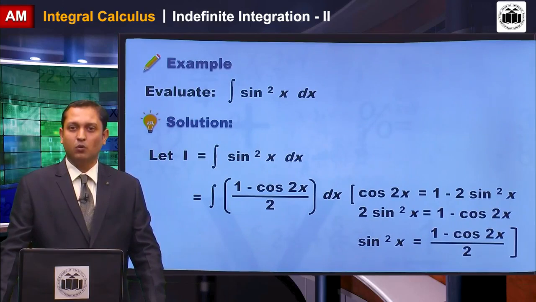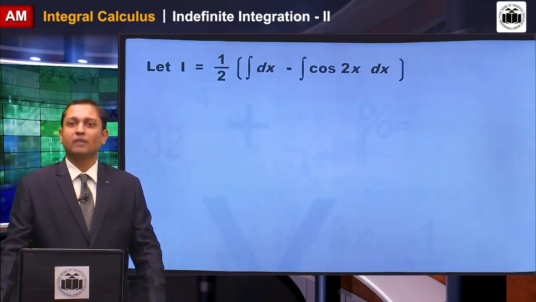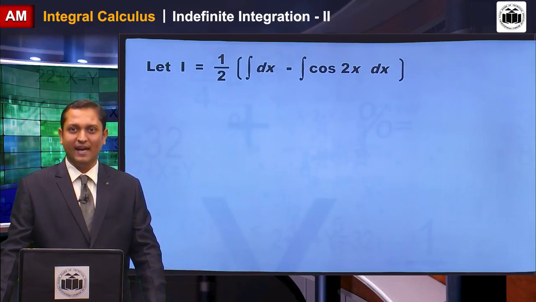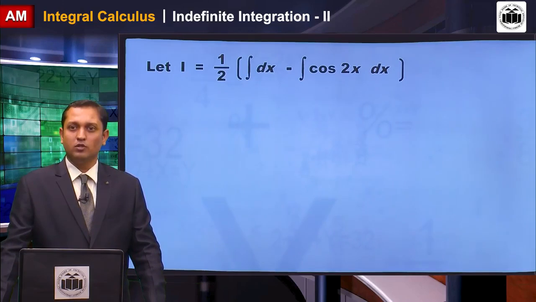Now, half will come outside since it is a constant and we will get two integrals inside, integral dx minus integral cos 2x dx, by separating the two parts. As you can see here, integral dx minus integral cos 2x dx. Now, integral dx is a standard function whose answer is x. So, we will write that, and then integral cos 2x is nothing but a composite function. So, we will apply the 2-point solution to get the answer for that particular part.